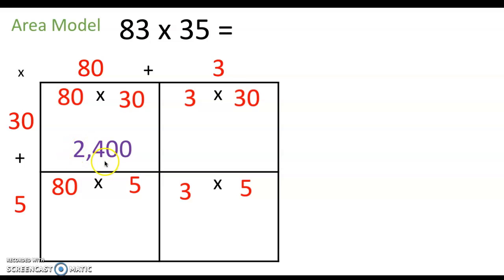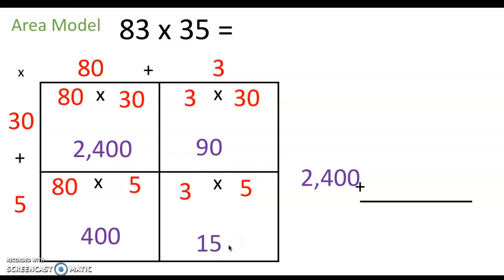8 times 3 is 24 plus your 2 zeros. 3 times 3 is 9 plus your 0 makes it 90. 8 times 5 is 40 plus 1 more makes it 400. And 3 times 5 is 15. We're going to add these numbers together on the side, making sure that we line up our place values.